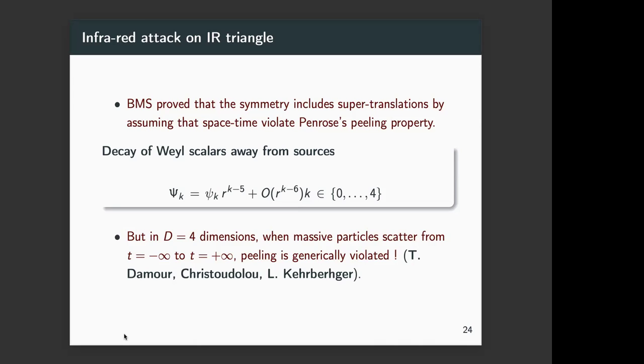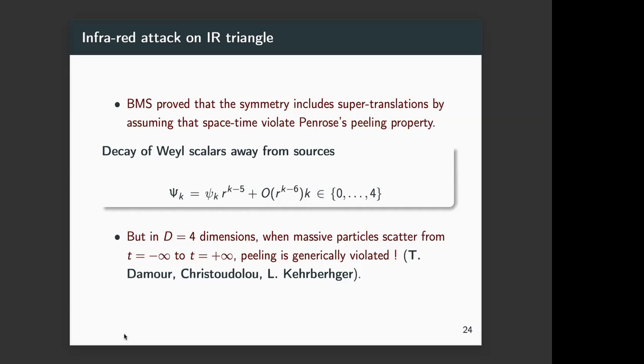So BMS used this property of the decay of these Weyl scalars to show that supertranslations are a symmetry of the theory. But it turns out that precisely in 4 dimensions, if you have massive particles which are scattering and emitting gravitational radiation, then this property is generically violated. And this result is really not new.